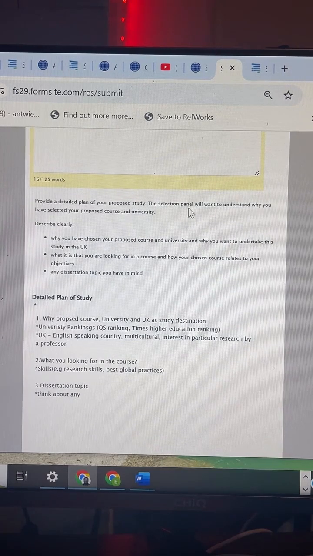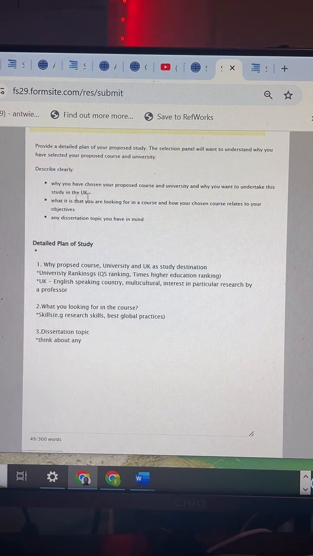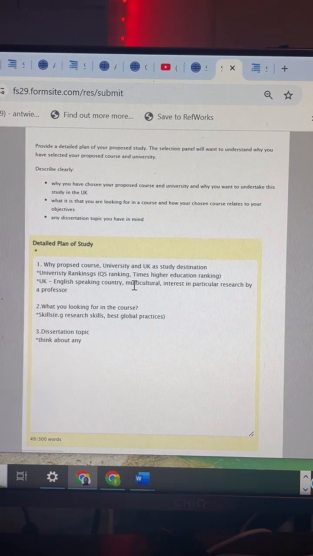So this one is saying that you should provide a detailed plan of your proposed study. The selection panel will want to understand why you've selected your proposed course and university. So this is what you need to do. Describe clearly why you have chosen your proposed course and university and why you want to undertake this study in the UK. And then so for the first part, why have you chosen the proposed course?